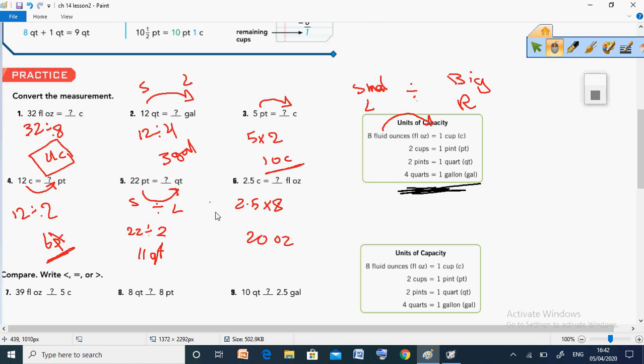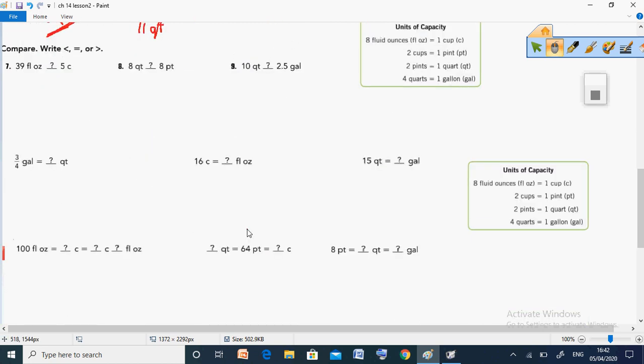Okay, now let's compare between them. If I have ounces here and cups here, I can convert from cup to fluid ounces or from fluid ounces to cup. So I will always take the bigger one to multiply it. So I will put 39 ounces here and 5 cups, from cup to ounces. From cup to ounces we have to multiply by 8, so times 8, here 39 ounces or 40 ounces. 40 is greater than 39.